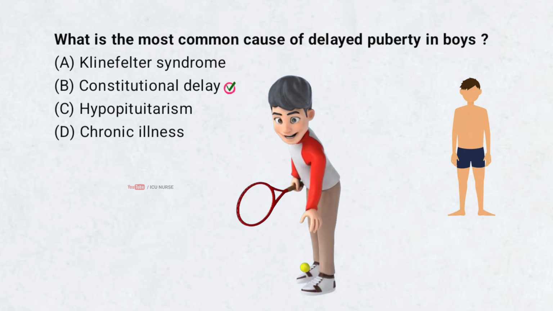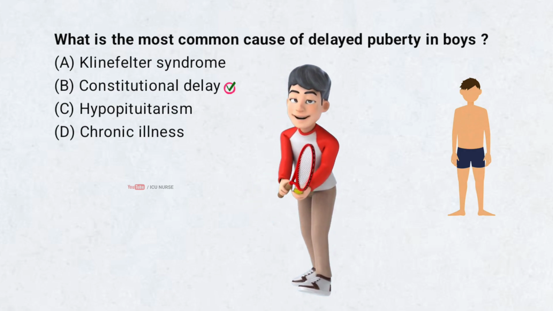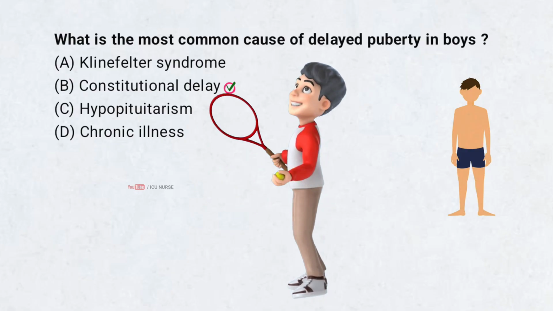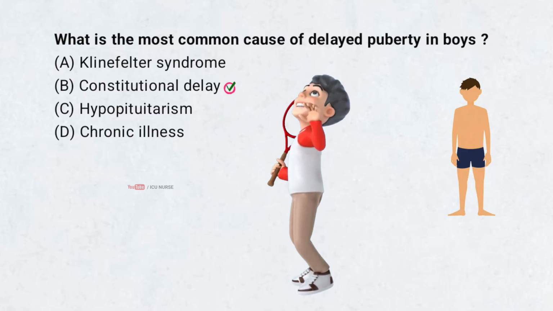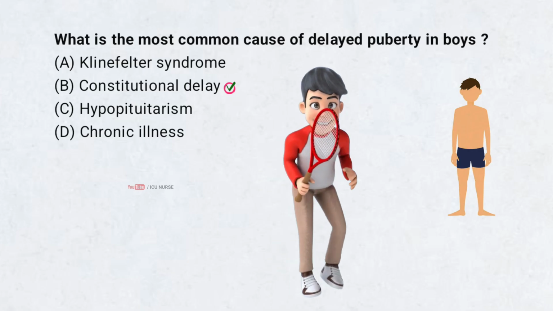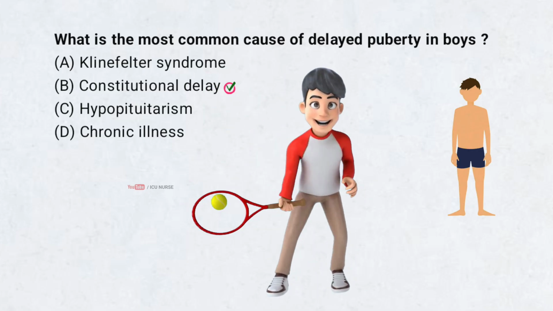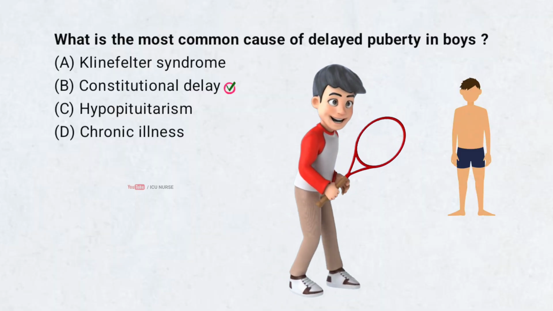Constitutional delay is the most common cause of delayed puberty in boys. These boys are usually healthy but develop puberty later than their friends. It often runs in families. Bone age is delayed but eventual adult height is normal. No treatment is needed unless there is emotional distress.